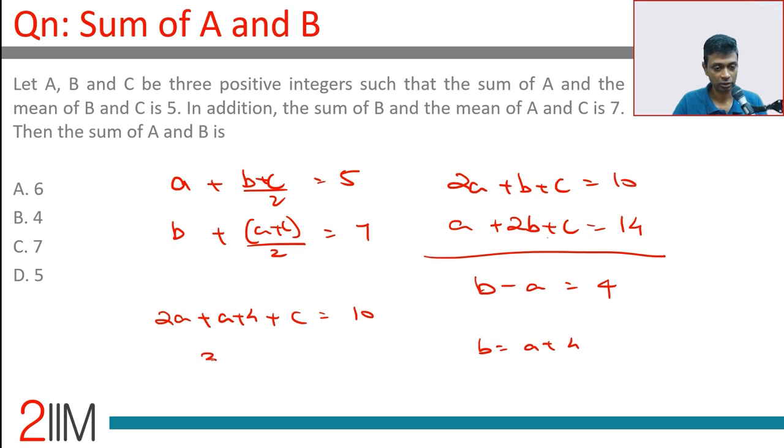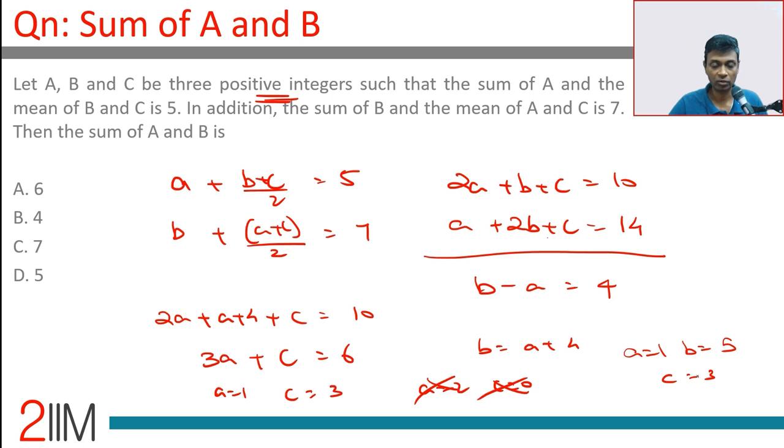Lovely. This is where this 3 positive integers part comes in. I tried this question originally and did not accept that, and I was trying to algebraically solve it. 3 positive integers. 3A plus C is 6. So the minimum value A, B, C could be is 1. You put A as 1, C is 3. Put A as 2, C is 0. That's not possible. You put A as anything more than 2, C will have to be negative. So A has to be 1. That means B has to be 5. C has to be 3. We've got all three numbers. The sum of A and B, 1 plus 5, is 6.